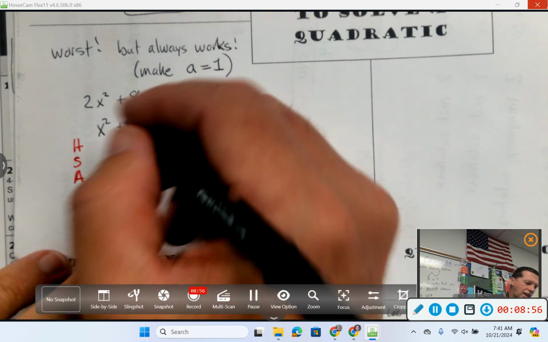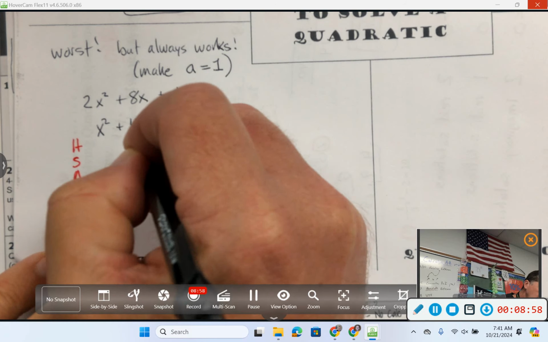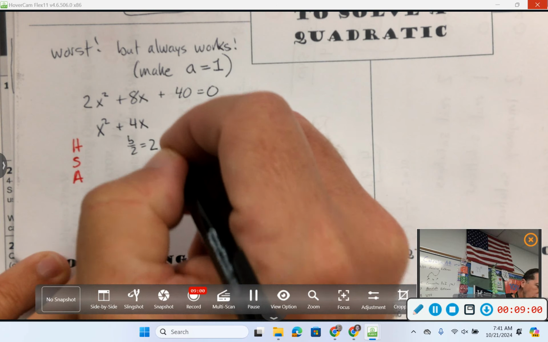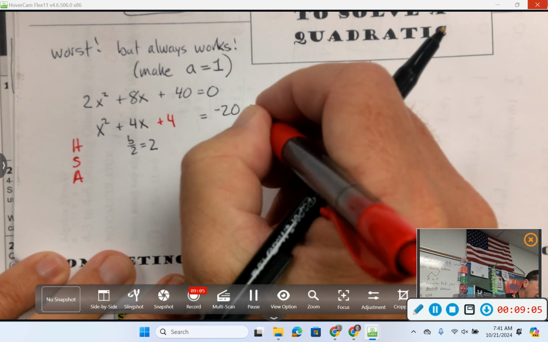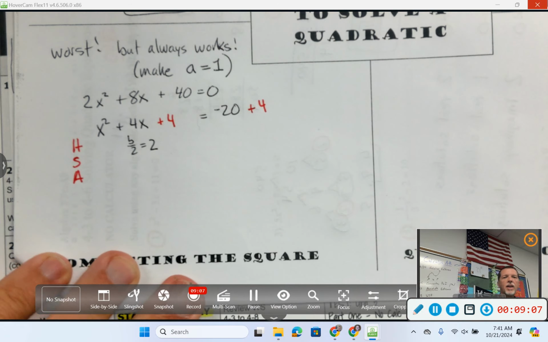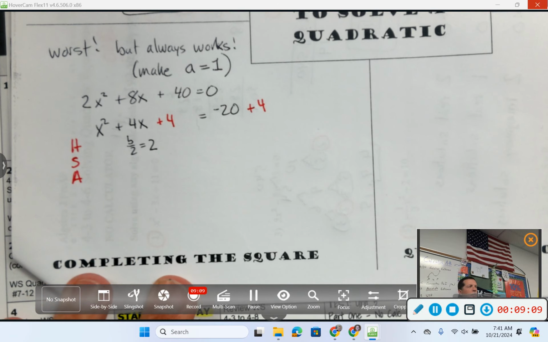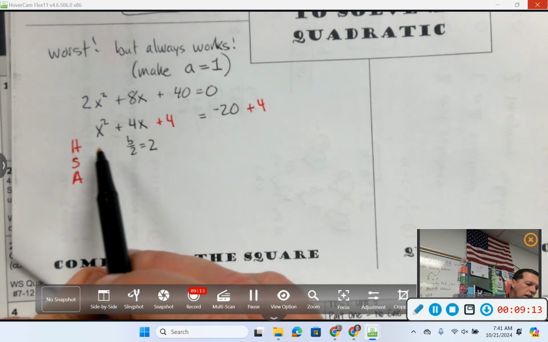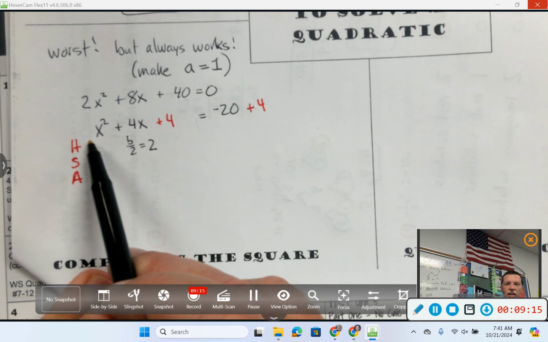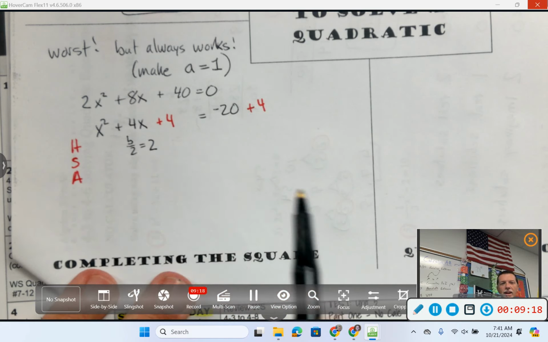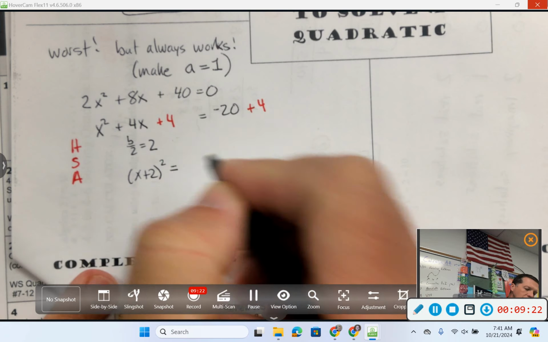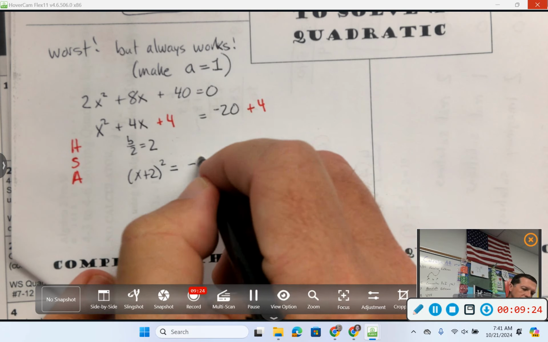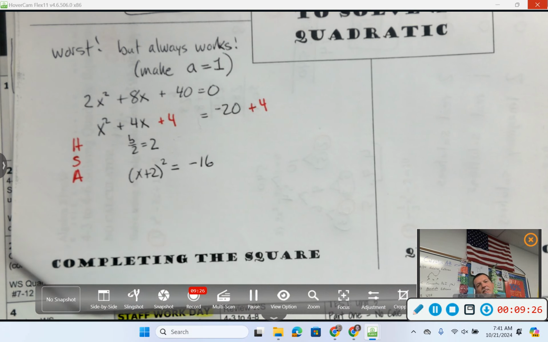So you're right. Take half of b. That's 2. Square it, you get 4. And then we'll add it to both sides. Half of b, square it, add it to both sides. We created a perfect square. We just completed the square when we added the 4. So x plus 2 squared equals negative 16. Oh, that's convenient.